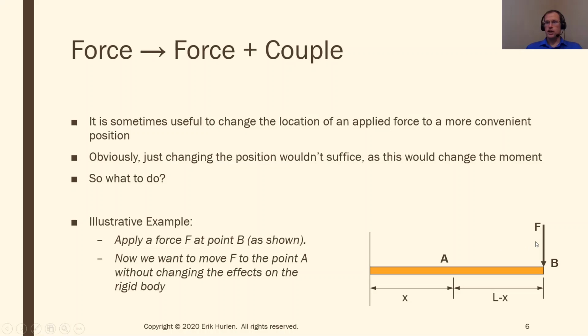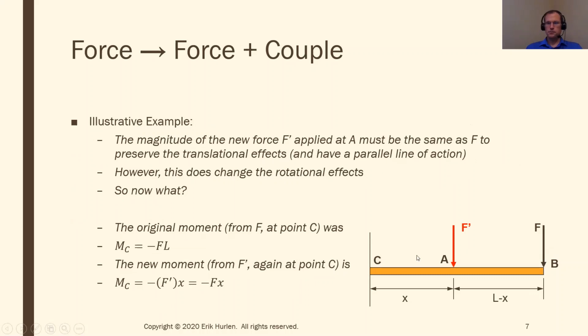I'm not changing anything translational, because if I have a total force F pushing down at B, or a total force F pushing down at A, that's the same total force pushing down. So in terms of translational stuff, I'm fine. It's just I'm changing the moment if I move this from B to A. So I have to compensate for that. So F goes to F prime. And now I want this new F prime force to do pretty much, as I said, exactly the same as this old F force. So in terms of magnitude, it's the same.